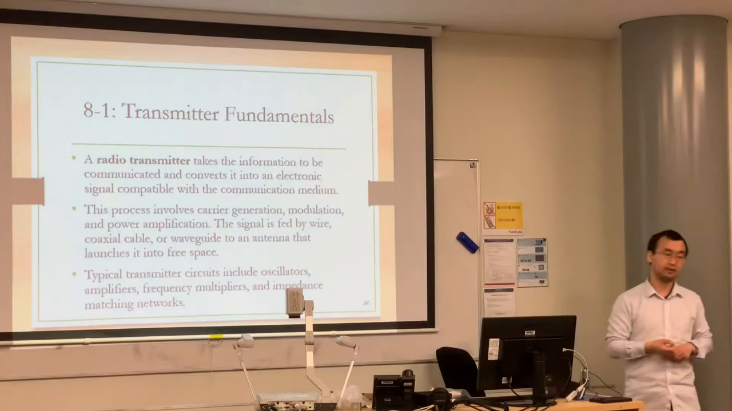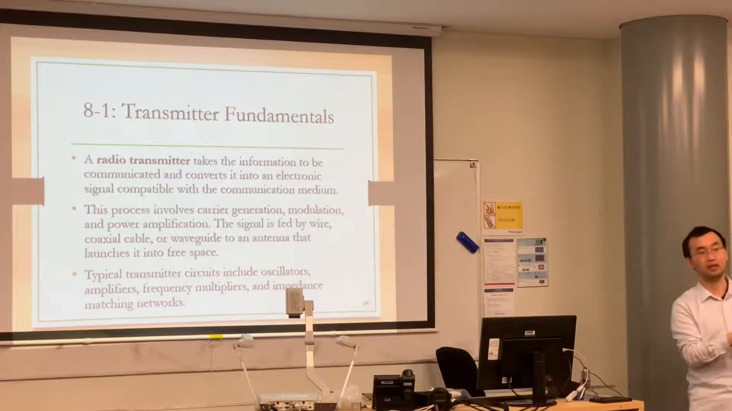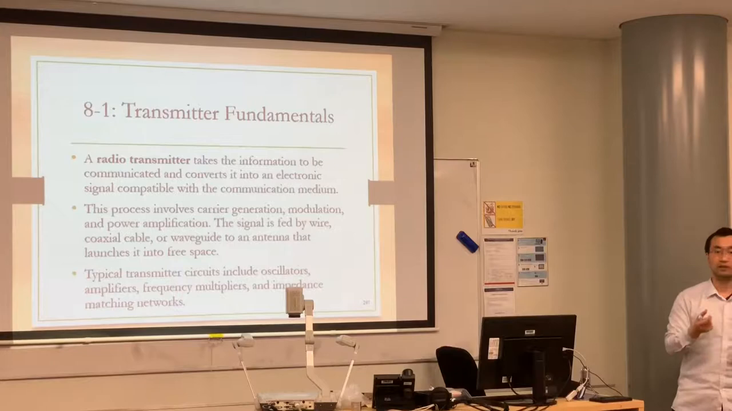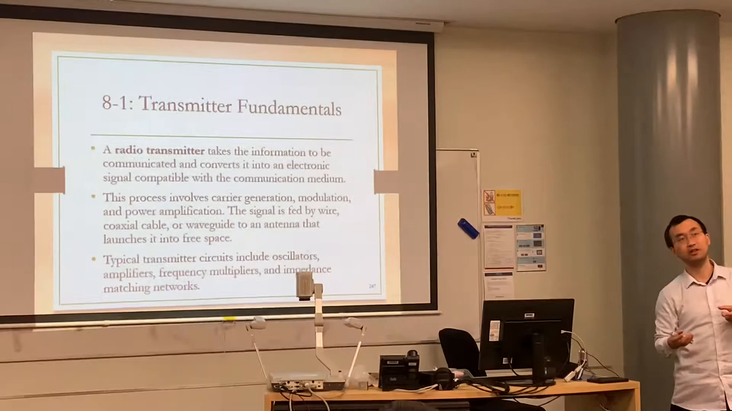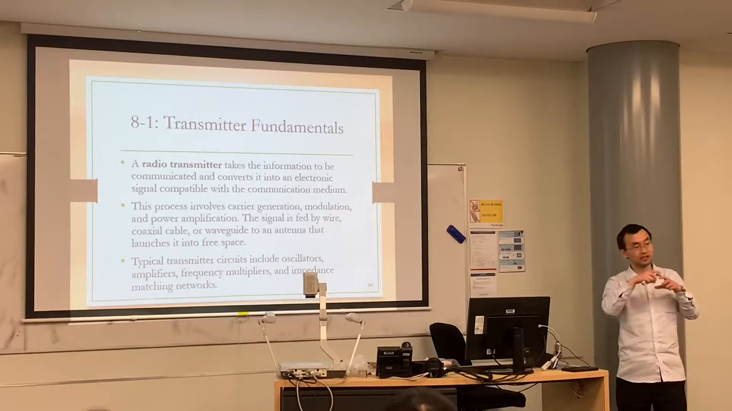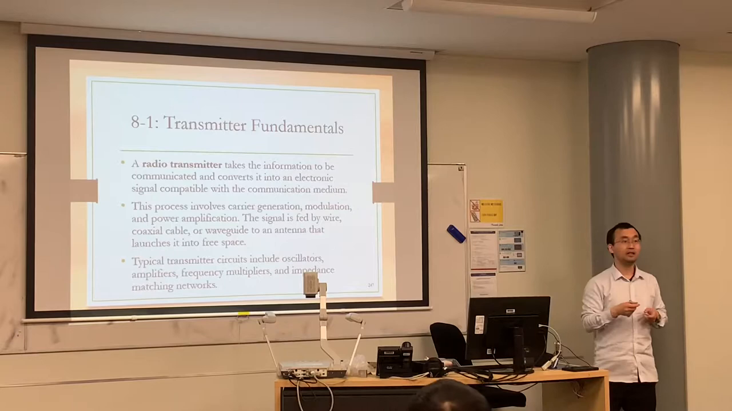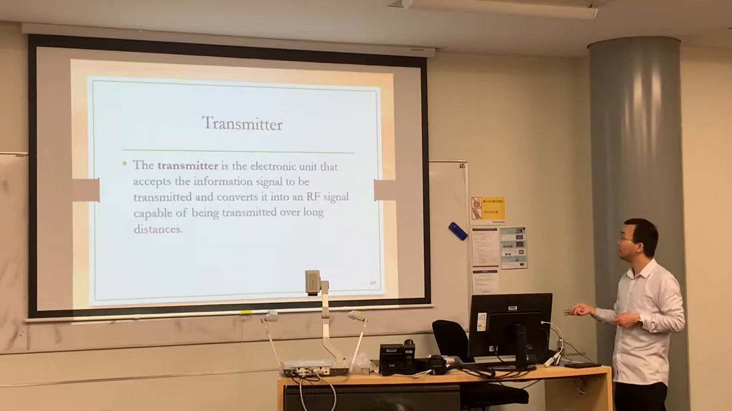the main function is to take the input from a sensor, for example the microphone, or the video camera, or the temperature sensor, or other types of sensors. The sensor basically converts the physical phenomenon into a corresponding voltage and current signal. After that, we use that signal as an information signal to perform a certain modulation. And after the modulation, it goes through the power amplifier, then we can send it out.